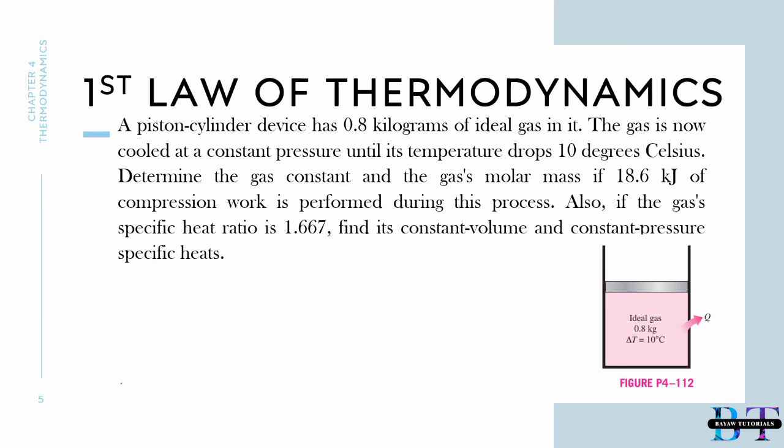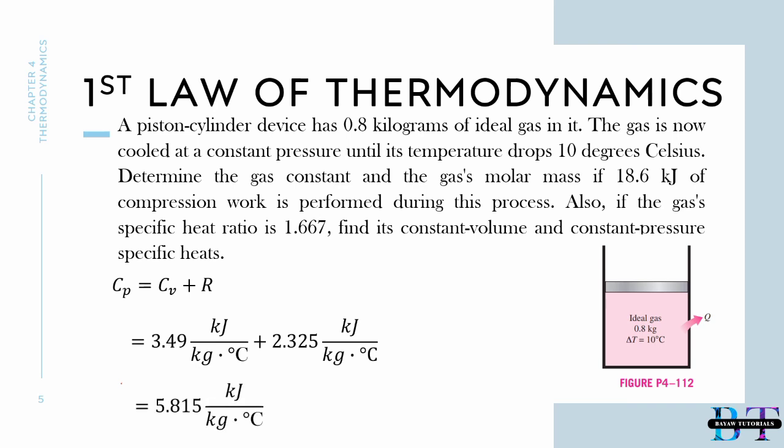Lastly, we'll try to find our constant pressure, and we can attain that by adding our constant volume and our ideal gas constant. So we'll just add 3.49 kilojoules per kilogram degree Celsius to 2.325 kilojoules per kilogram degree Celsius, and we'll have our constant pressure at 5.815 kilojoules per kilogram degrees Celsius.